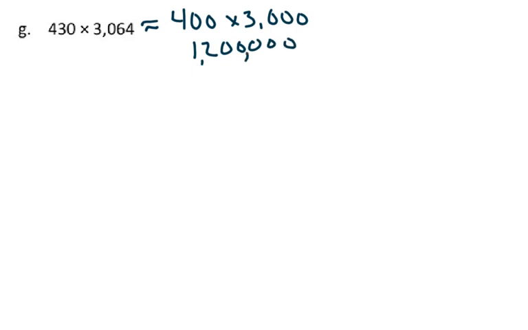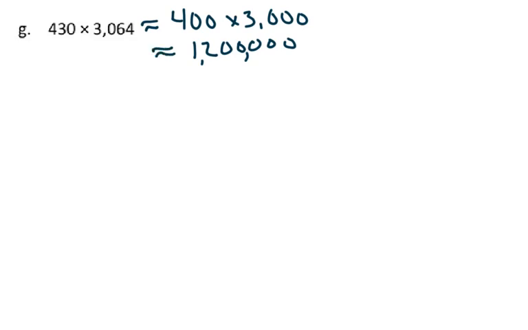And my example for today is question number 1, letter G, and I have 430 times 3,064. So the directions is to estimate the product first. So before I do anything, we're going to go ahead and do an estimation. So 430, we're going to round that to 400, and we're going to multiply it by 3,000. And that's going to give us 1,200,000. So this is what our estimate is going to be.